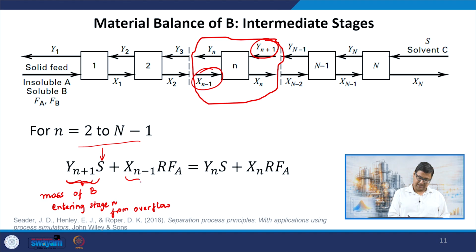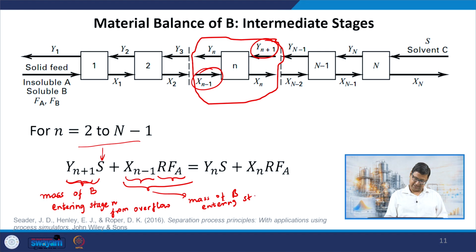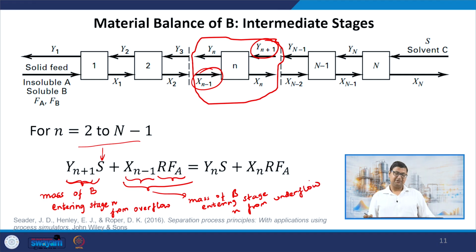So x n minus 1 is the ratio of the mass of B to the mass of solvent in the underflow, and the mass flow rate of solvent in the underflow is RFA. So the product is the mass of B entering stage n from the underflow, right. Now I can do a similar thing for what is going out.